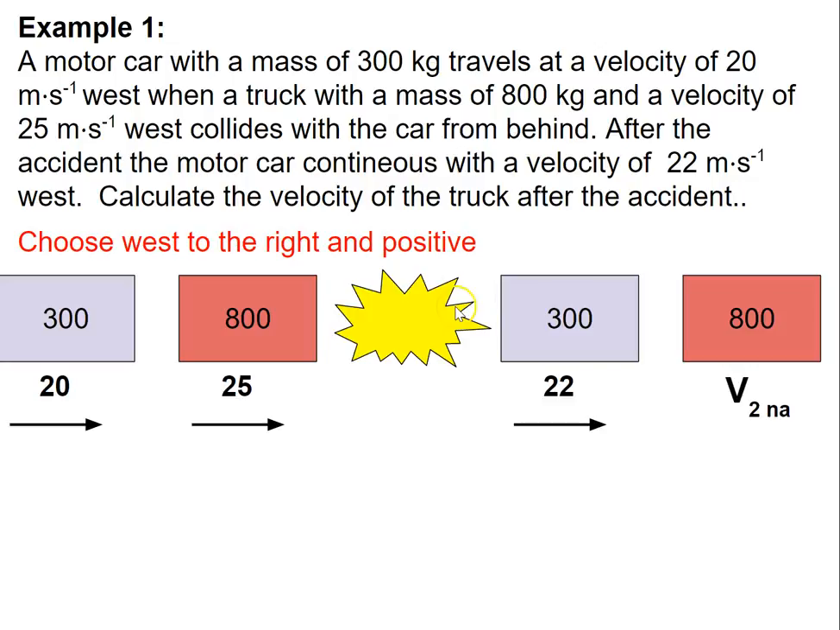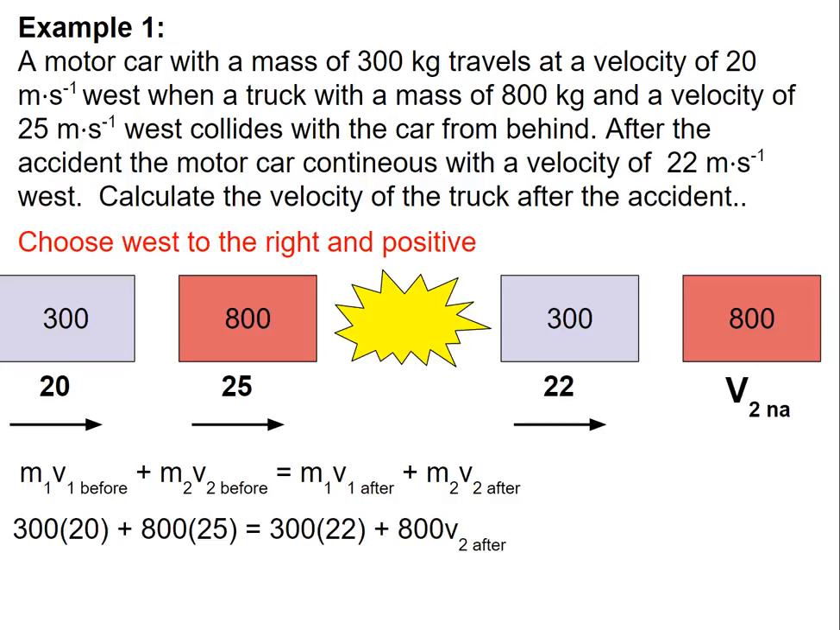Okay, then I have a collision. And then afterwards, they tell me, after the accident, the motor car continues with a velocity of 22 meters per second west. But I don't know what the velocity of my truck is. I have to go and calculate that. So I write down my equation. I prefer to write it down like this. And then I stick in all my values, making sure that all my directions are positive because all of them are going to the right. And if I calculate my final velocity, I'll also get a positive number, and therefore I know that this velocity must be to the west.